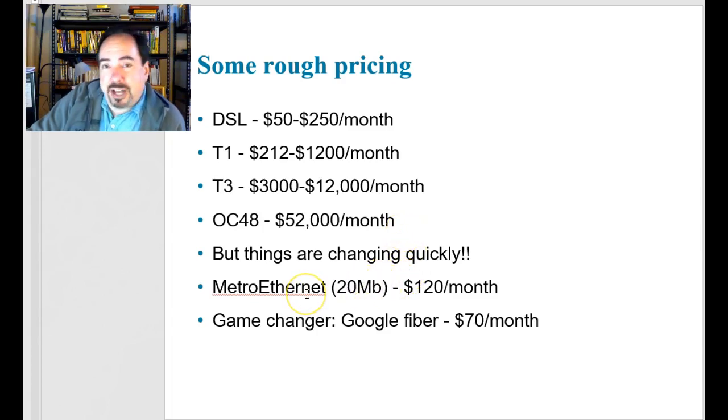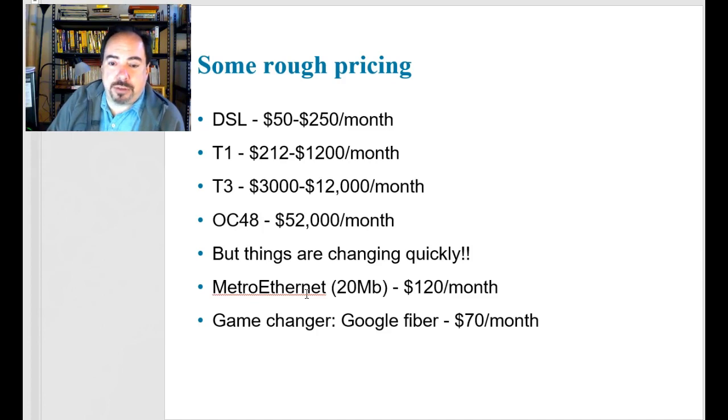There is a new standard called Metro Ethernet, Metropolitan Ethernet. I heard one guy at a conference just call this Ethernet, sometimes carrier Ethernet, but you need to specify this is Metro Ethernet because we're talking about the WAN side of things. So 20 megabits of throughput on the WAN side is hellaciously fast. That's great, and for $120, that's dirt cheap for business.